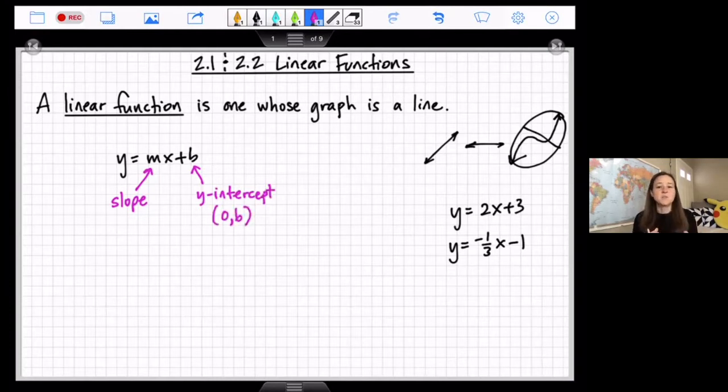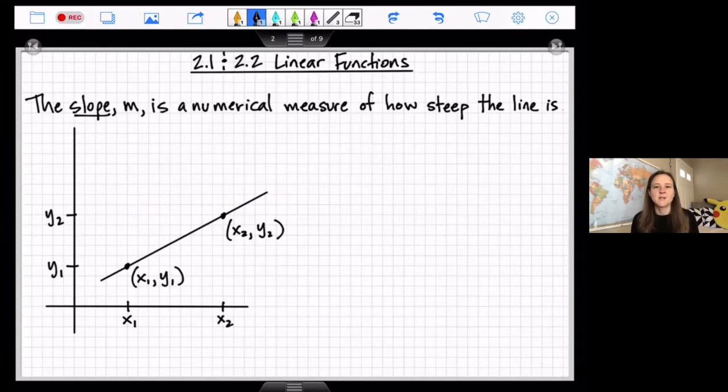All right, so because of this, we call this the slope-intercept form of the equation of a line. So I said we were going to use the letter m to represent the slope of the line, and a slope is just a numerical measure of how steep the line is. So you might remember from high school that the slope is equal to rise over run.